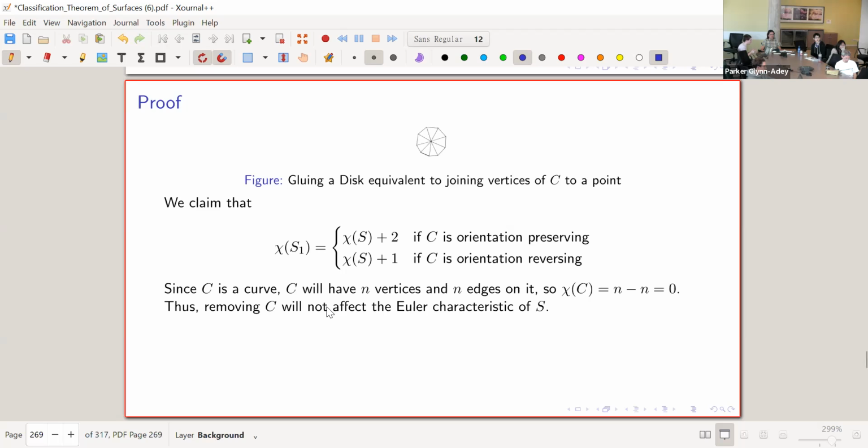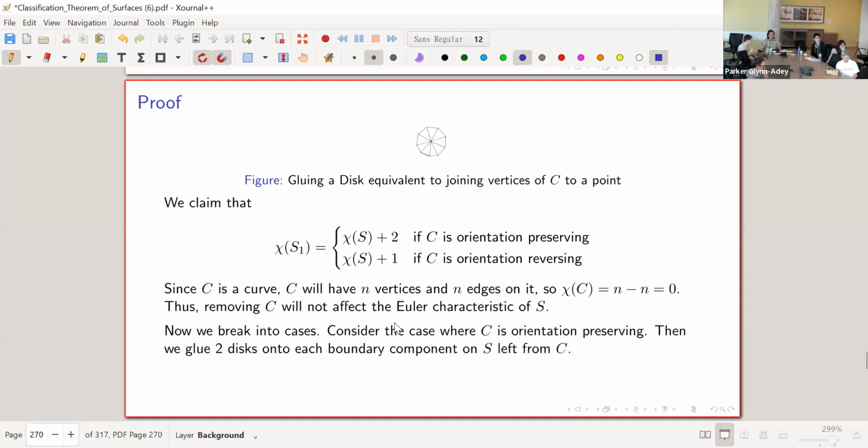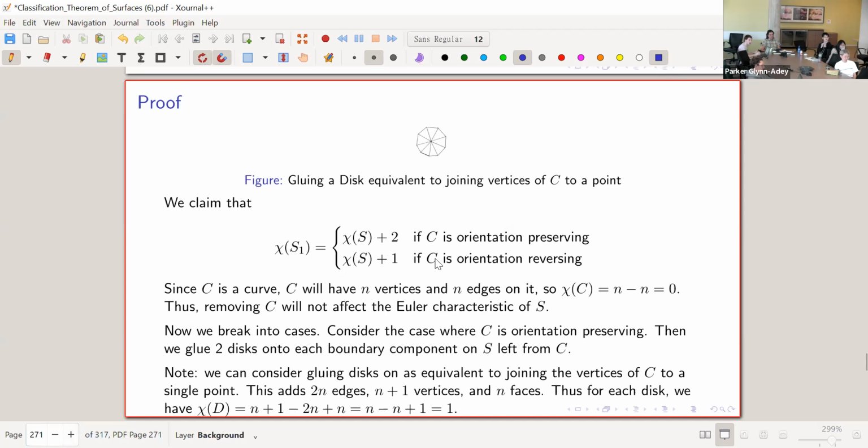If C is a curve, then we have n vertices and n edges on it, so its Euler characteristic is 0. So just removing the curve will not affect the Euler characteristic of S. Now we break into cases. First, the case where C is orientation preserving. Then we're going to glue 2 disks onto each boundary component we left by the cylinder. Gluing disks on is equivalent to joining the vertices of this curve to a point inside, which it basically is.